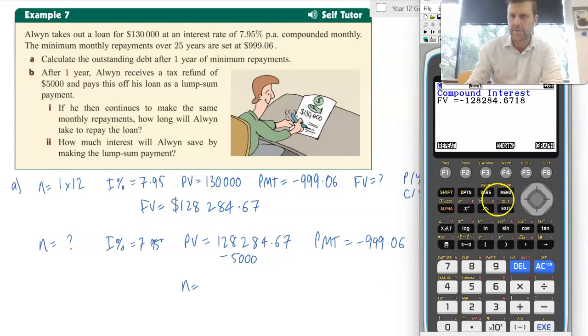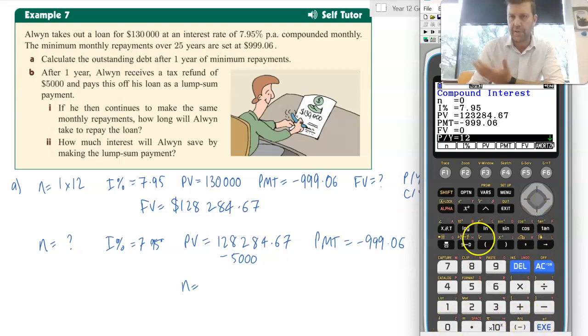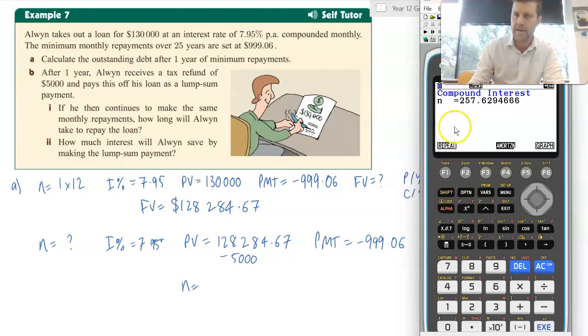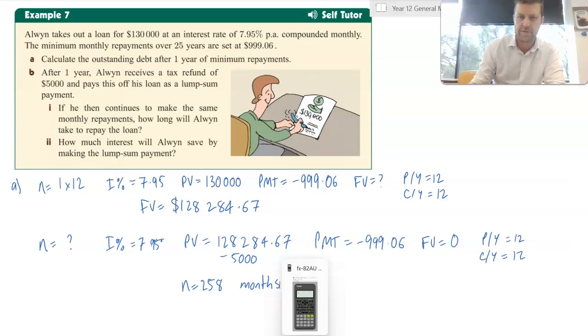Again, in our graphics calculator, we're just going to make a few changes here. N is what we're being asked to work out. Our present value is now $128,284.67 minus the $5,000 lump sum payment. And my future value needs to be set at 0 to pay off the loan completely. How long would it take? We're rounding that up to the next month, 258 months. But more appropriately, we can convert that to years by dividing by 12.